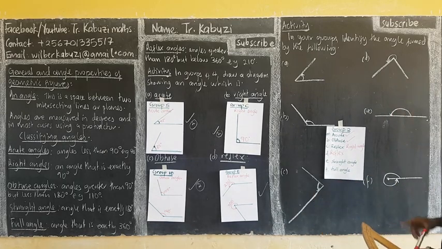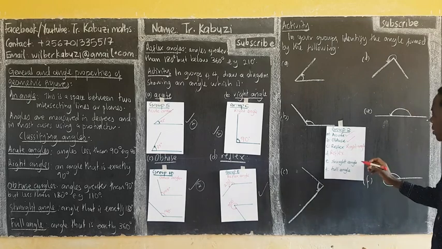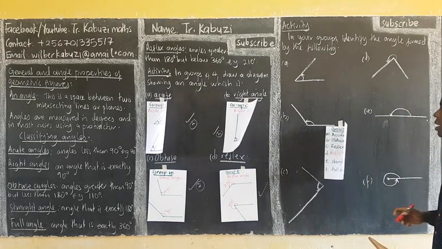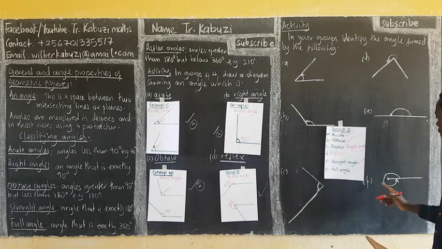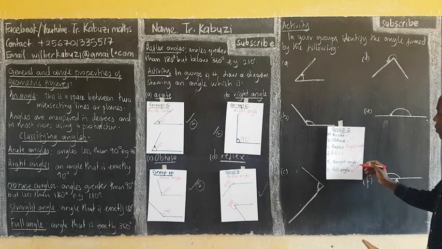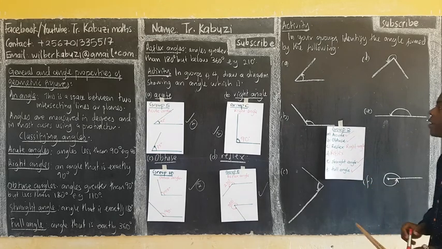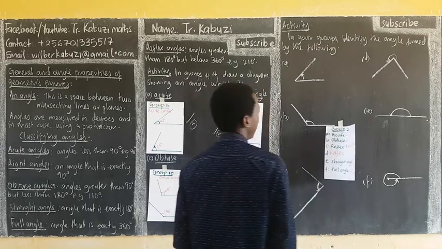Then E, we are having E here. This E is a straight angle, because we said the angle is 180 there. When you come to F, you see F is from here up to here, and that is a full angle, 360 degrees. So that's what we had for today.